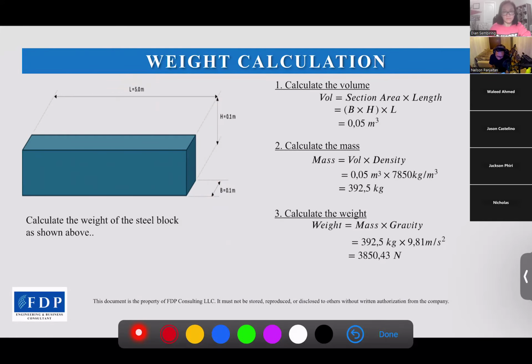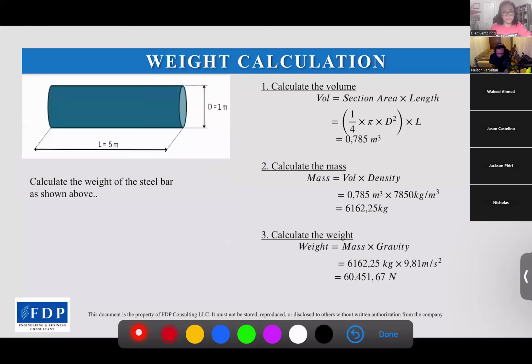So volume times density. Density is 7.85 tons per meter cube. Then we get the mass is 392.5 kilograms. And then after that, now we can calculate the weight. The weight itself is mass times gravity. 392.5 times 9.81 for the gravity, and we got 3,850.43 Newton for the weight. That's the sample number one.